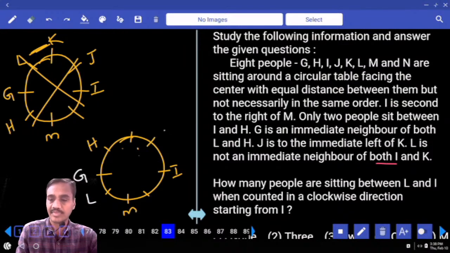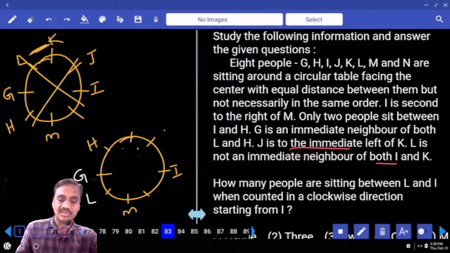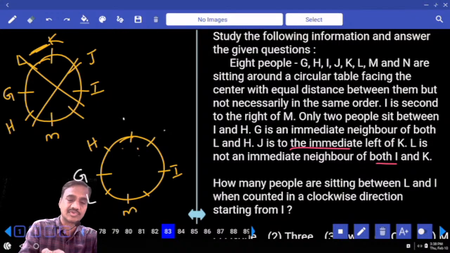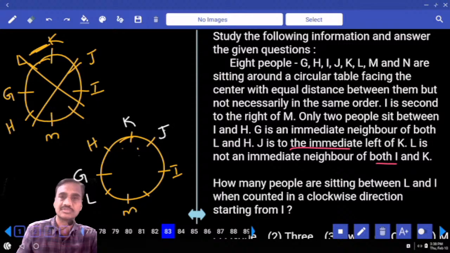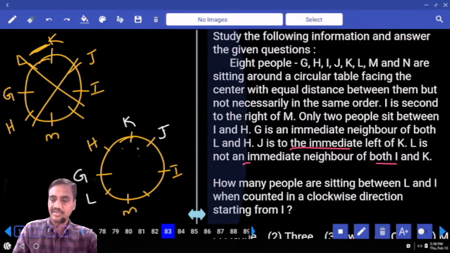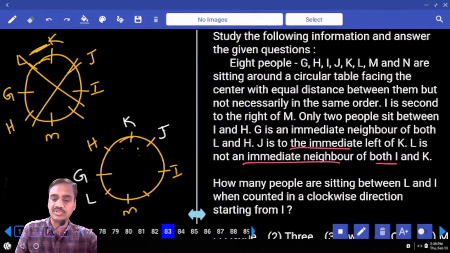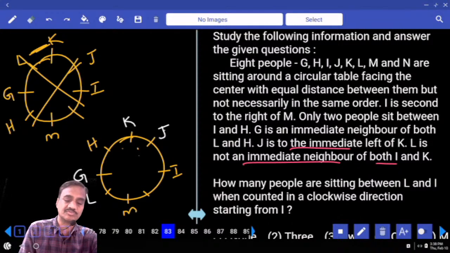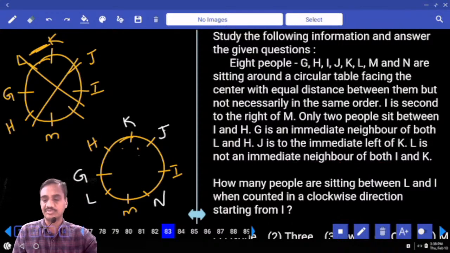G and L. And next one, J is to the immediate left of K. K is here and J is at this place. And at the same time, L is not an immediate neighbor of both I and K. Now this is the final arrangement. Who is the person left over? N. N must be here.